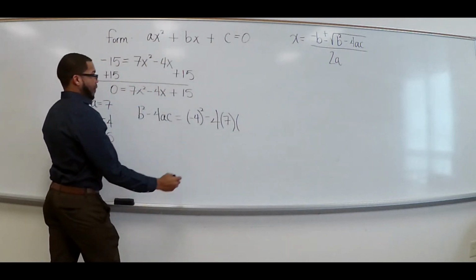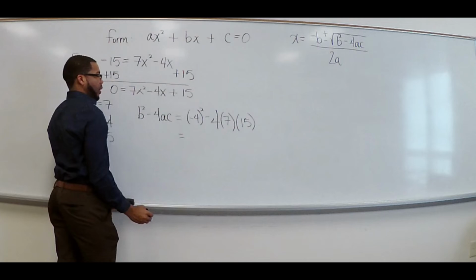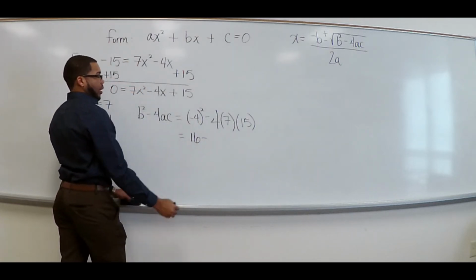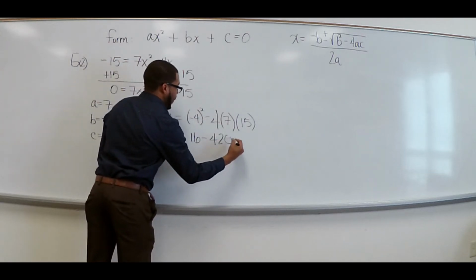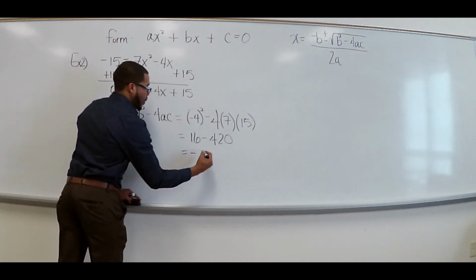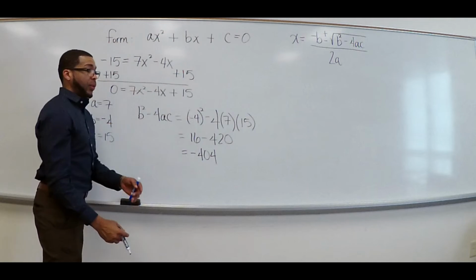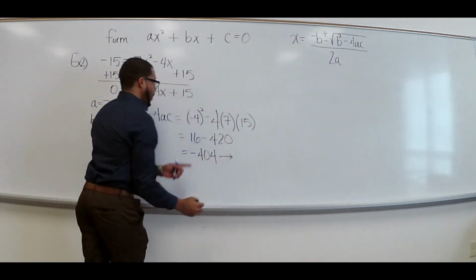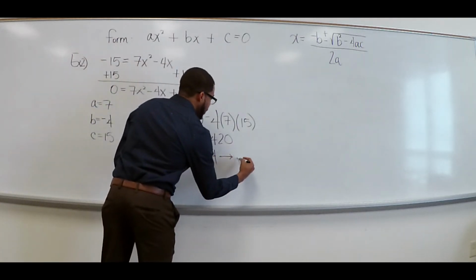And times 15. So we have 16 minus 60 times 7, that's 420, equals negative 404. All right, we went through a list while I was erasing, but this tells me my discriminant is negative, so I know I'm going to have no real solution.